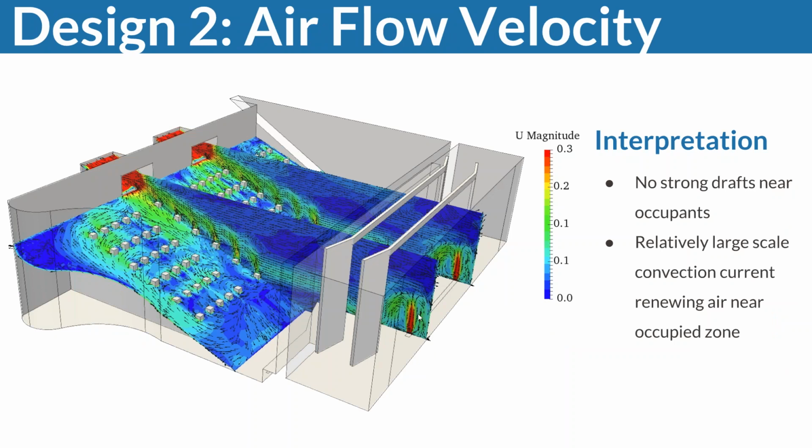We can see we're now bringing in air from here at the stage. We're bringing in air below the occupants, and we can see that the big drafty regions, so the big red ones, have vanished. So they're not there anymore. So it seems like we're moving in the right direction.